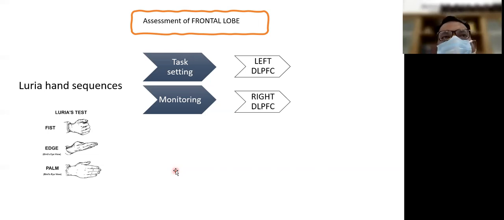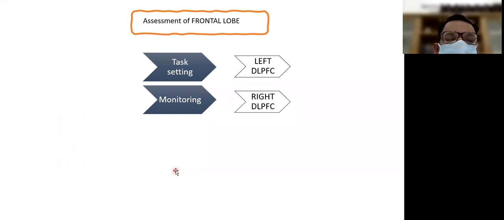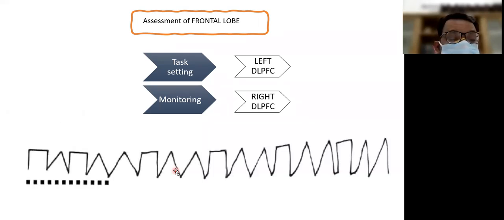If the patient is able to perform the task with cues initially, then there is no task setting error. And if subsequently the patient commits an error, then it is a monitoring error. And if the patient is not able to perform the task initially, then there is a task setting error. So that is how you can see left is involved, right is involved.